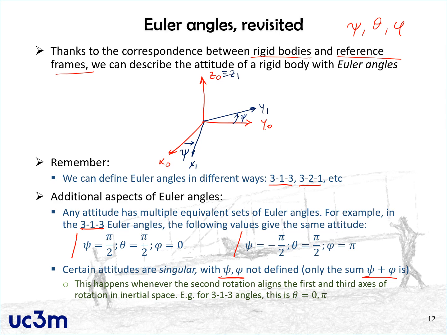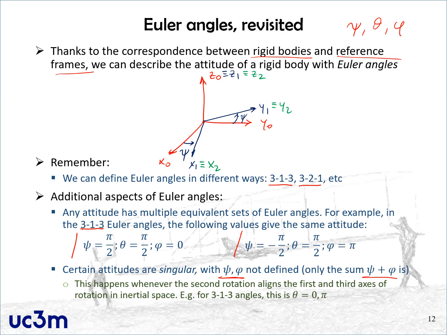So imagine now that your second rotation associated to the angle theta is equal to 0. So you basically have theta equal to 0 and you don't rotate anything. Then that means that this is equivalent to x2, y2, and z2. All right, so in principle that's not a problem.